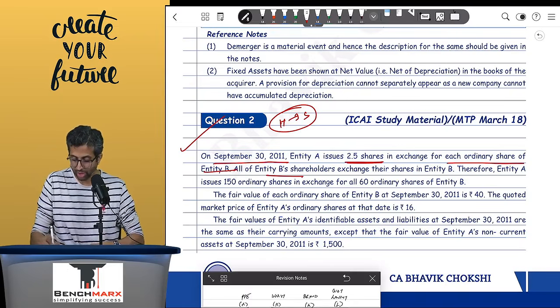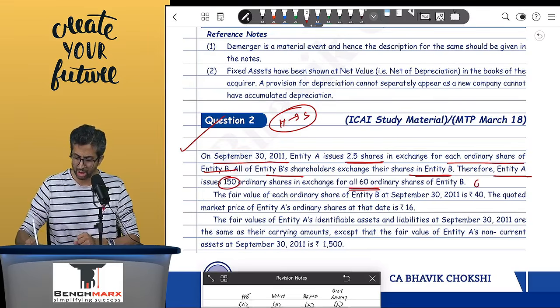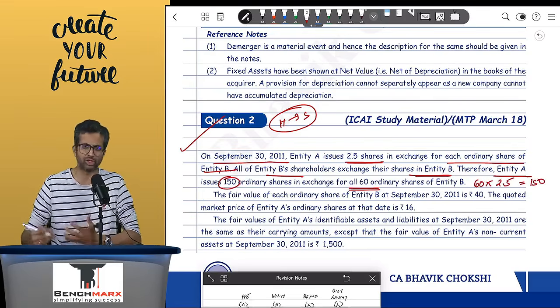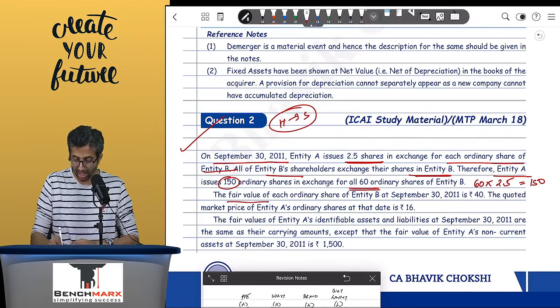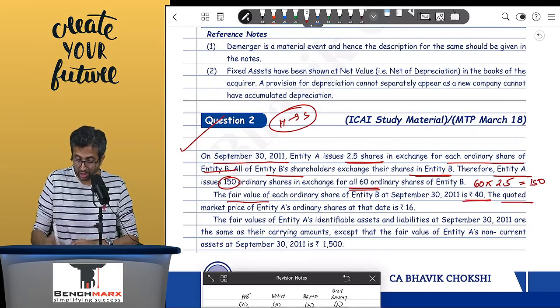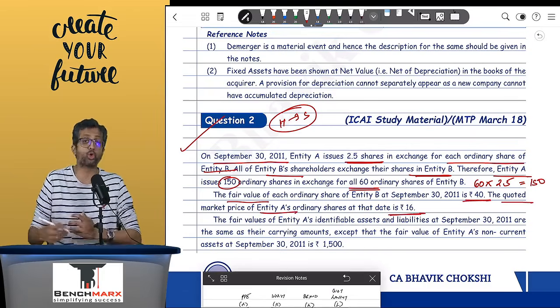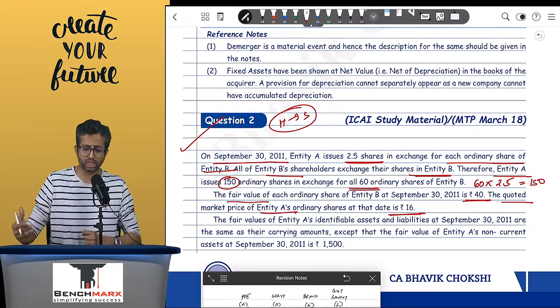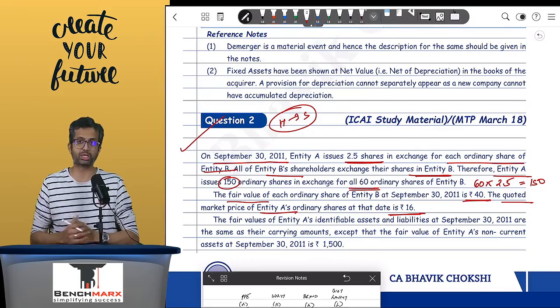All of B's shareholders exchange their shares in B. Therefore, A issues 150 ordinary shares in exchange for all 60 ordinary shares of B. So 60 shares of B. Each share of B is worth 2.5 shares of A as seen in the first line, and hence you are issuing 150 shares. Okay. The fair value of each ordinary share of B on 30th September is 40 and the quoted market price of A is 16. Quoted market price, if you apply Ind AS 113 over here, is a level 1 category input.